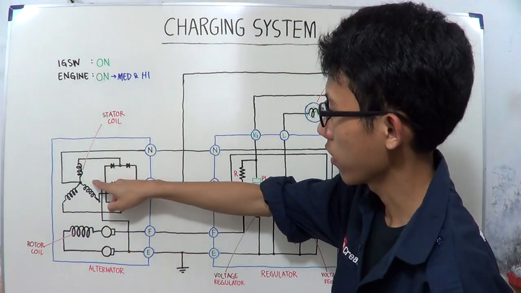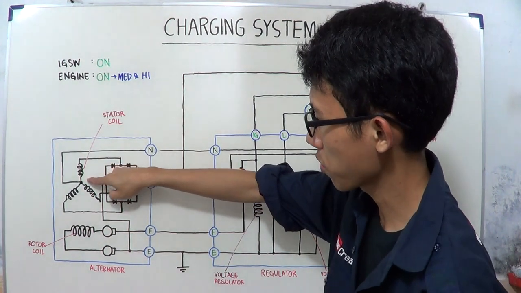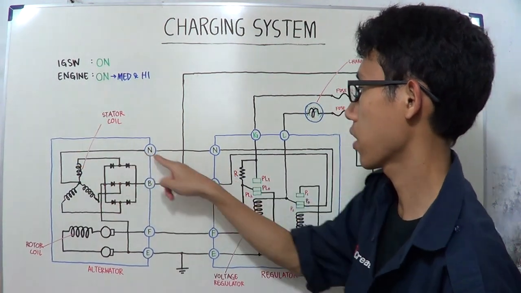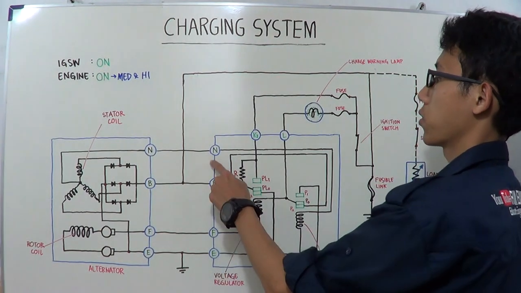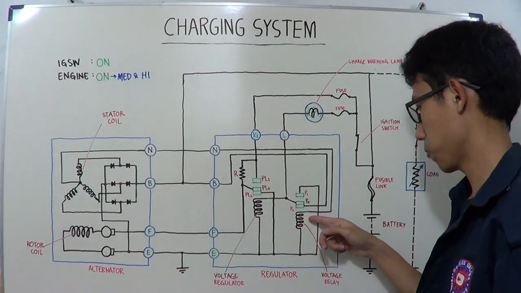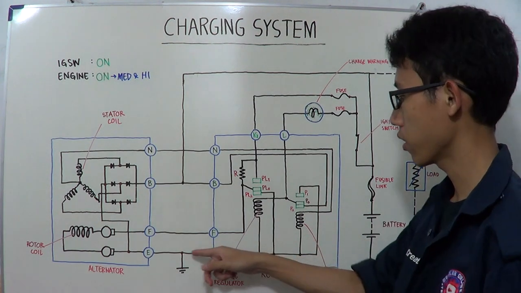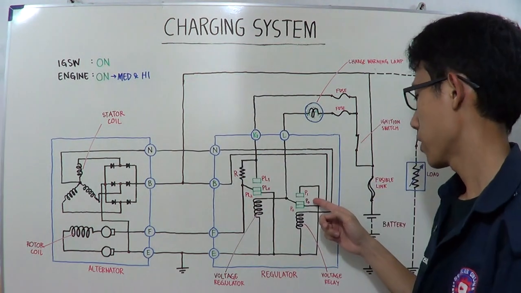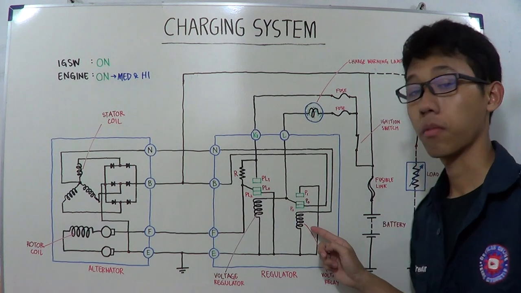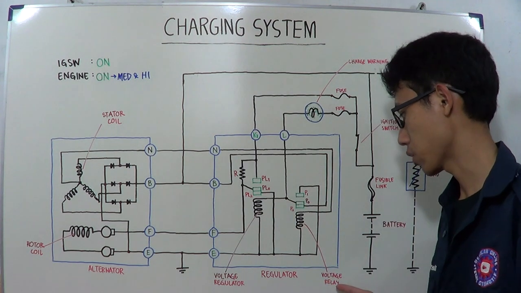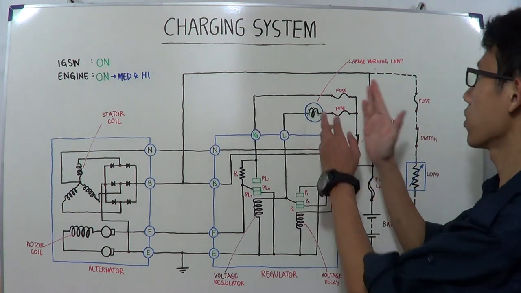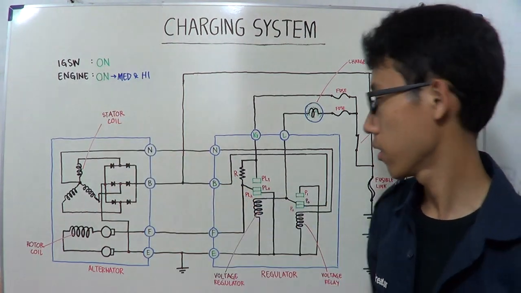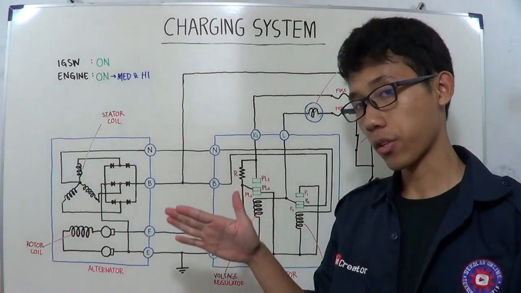The first circuit: the electricity generated from the neutral point of the stator coil flows to the N terminal of the alternator, goes to the N terminal of the regulator, straight down to the voltage relay, from the voltage relay to the E terminal of the regulator and goes to the ground or earth. In this condition, P0 is pulled by the electromagnet of the voltage relay. Because of this, the charge warning lamp, as I mentioned before on the second condition at low or medium speed, is off.